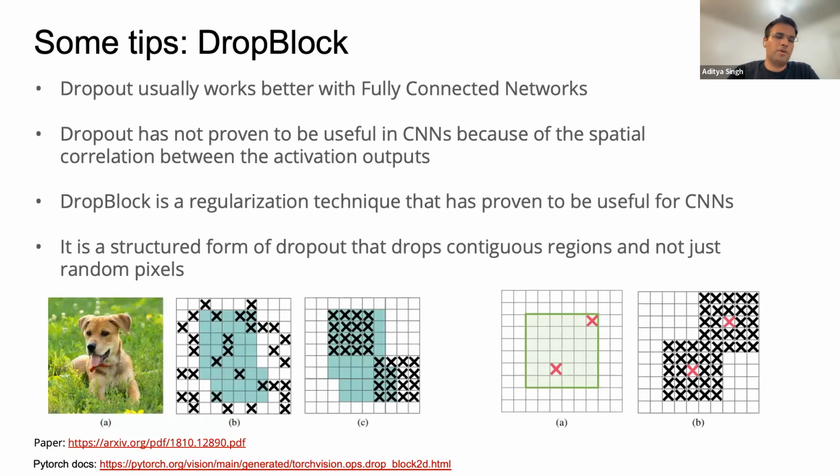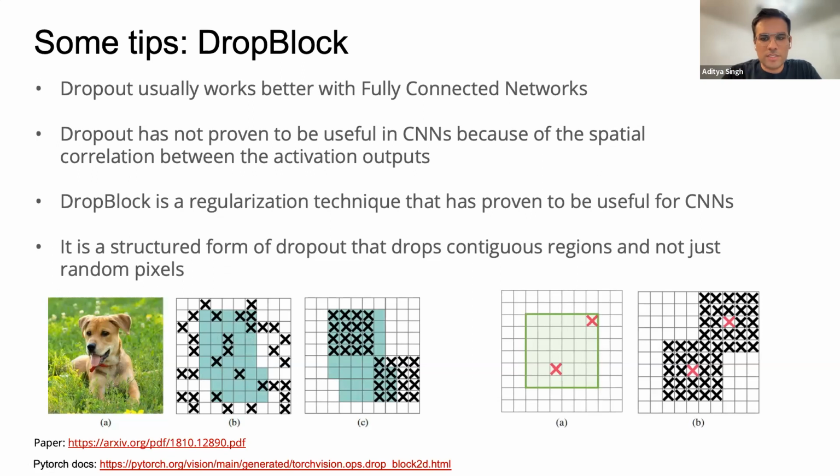Another useful tip here is about drop blocks. Dropouts work well with fully connected layers, but they haven't proven to be very useful for regularization for CNNs because of the spatial correlation between the activation outputs. So drop block is a regularization technique that addresses that and is more useful. If you look at this kind of activation map here, you have an output of a CNN and then you apply an activation on top of it, and say you then drop out, remove random features like how dropout does.